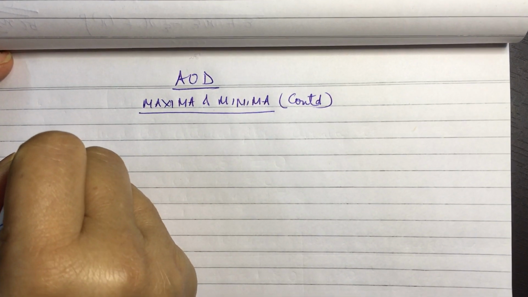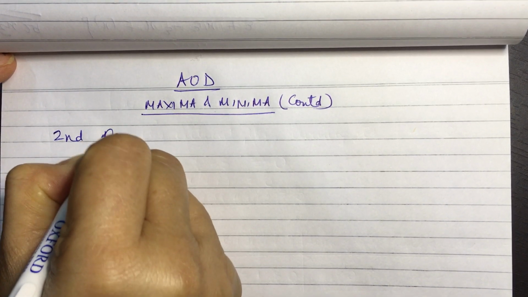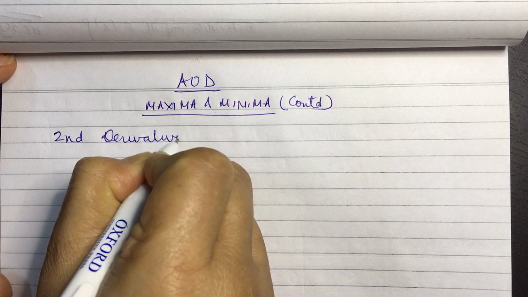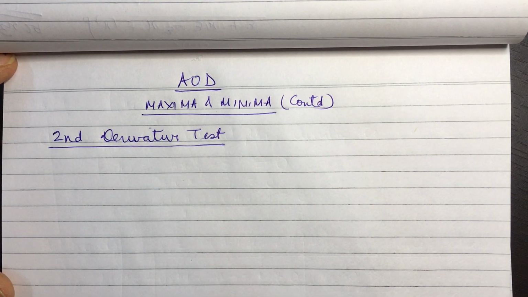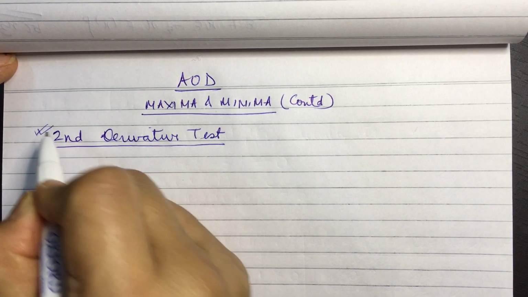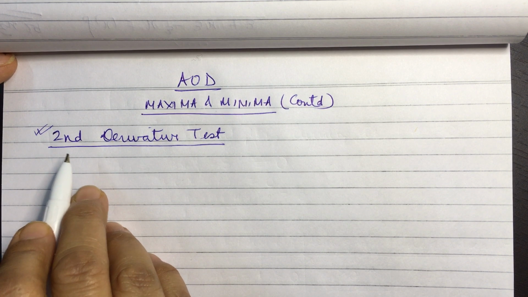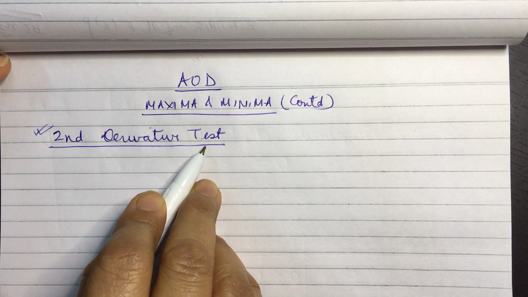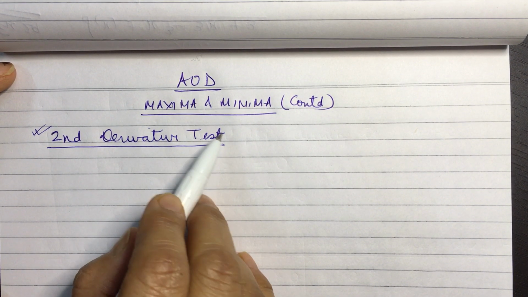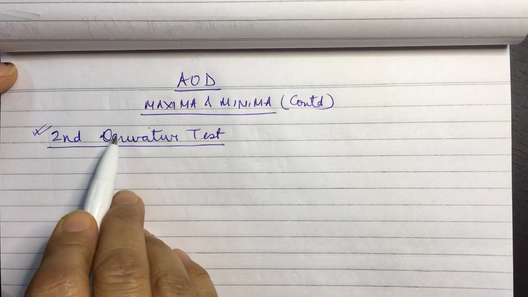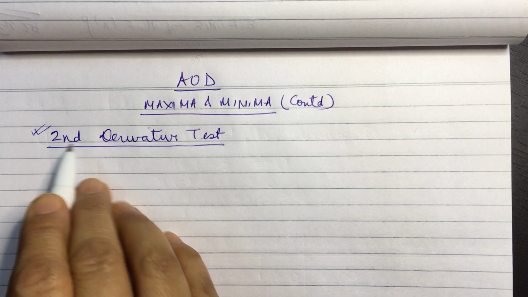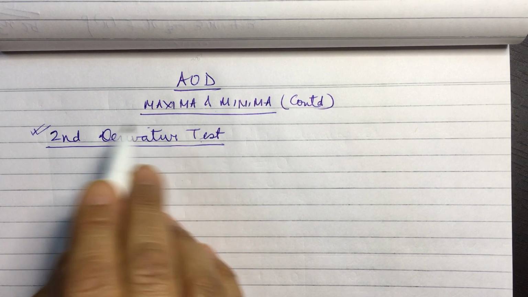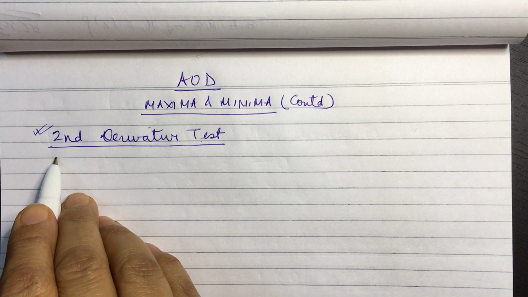Today we are going to take up the second derivative test for maxima and minima. And this is the one which is used more often, and it is a very simple test to apply. Only if we find the second derivative test difficult at some stage, then we go for the first derivative test.